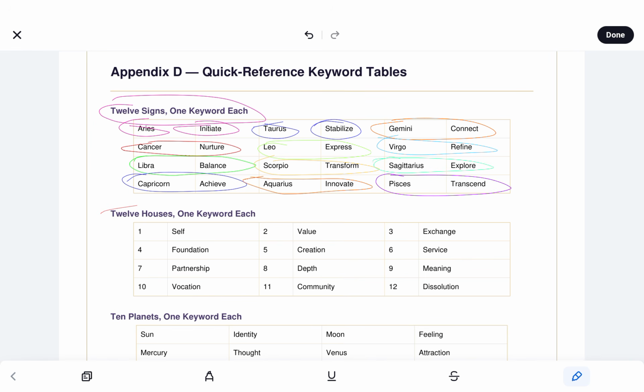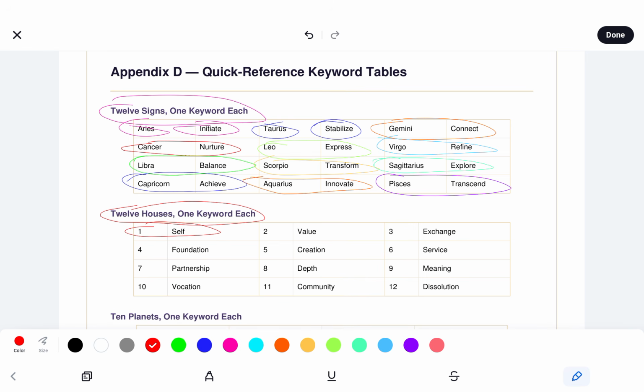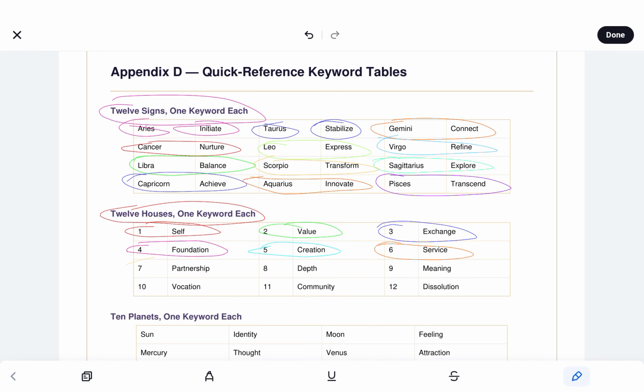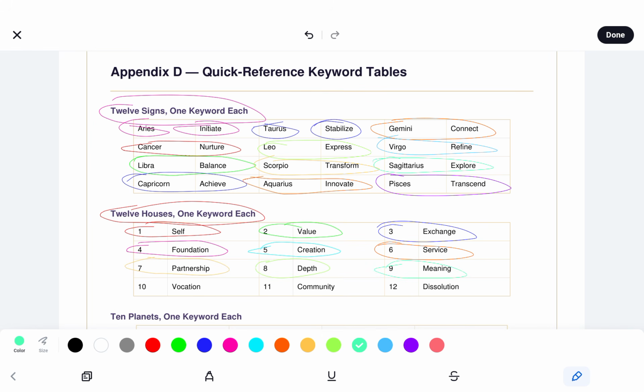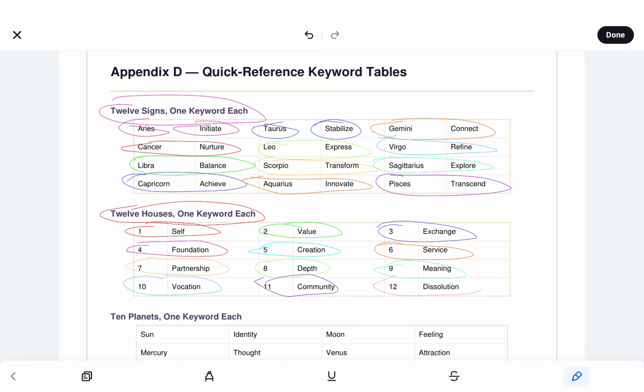And then we see 12 houses, 1 keyword each. The first house is self, second is value, third is exchange, fourth is foundation, fifth is creation, sixth is service, seventh is partnership, eighth is depth, ninth is meaning, 10th is vocation, 11th is community, and the 12th is dissolution.